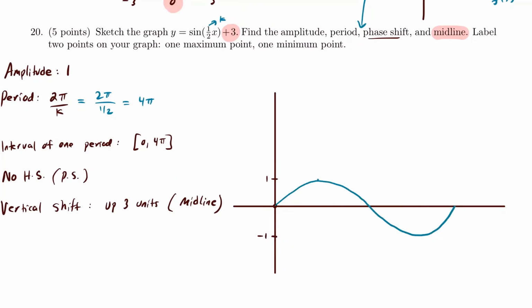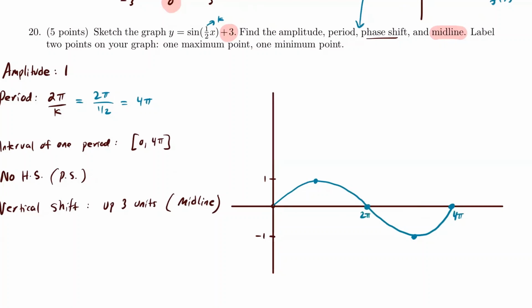So the maximum here is 1, minimum here is -1, and it completes one cycle or one period from 0 to 4 pi. So this is the halfway between 0 and 4 pi. That's 2 pi. And this right here is halfway between 0 and 2 pi. And this right here is the halfway between 2 pi and 4 pi. It's 3 pi. Okay, now we're going to shift this 3 units up. So that's where we're going to get the new midline.